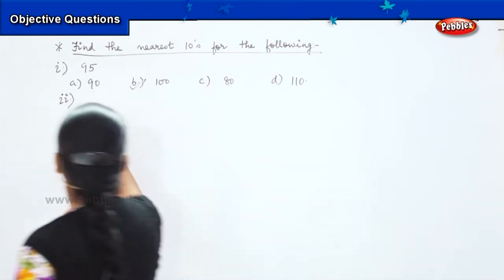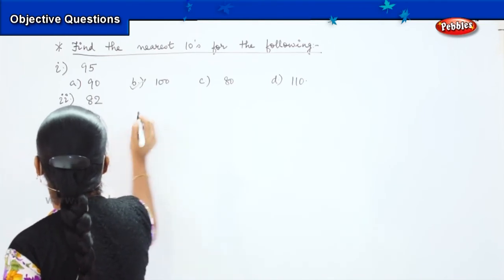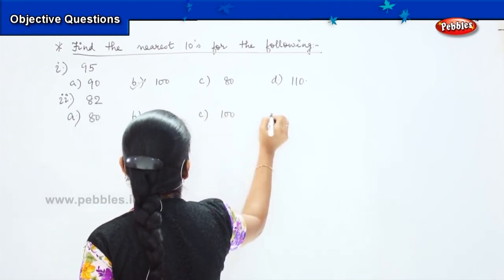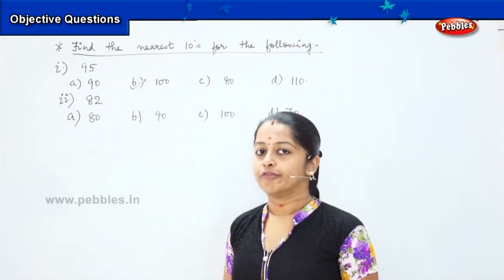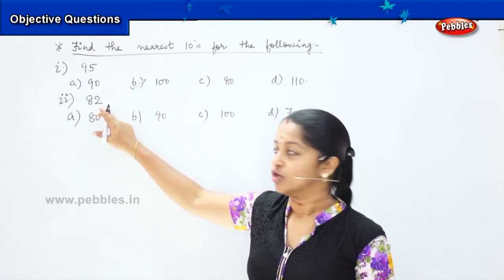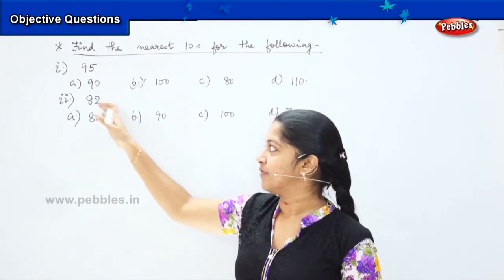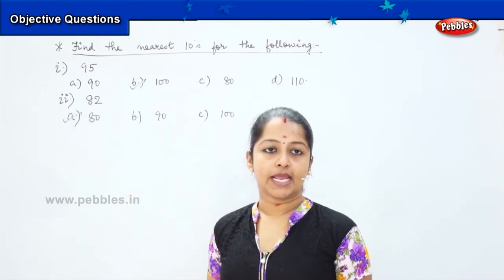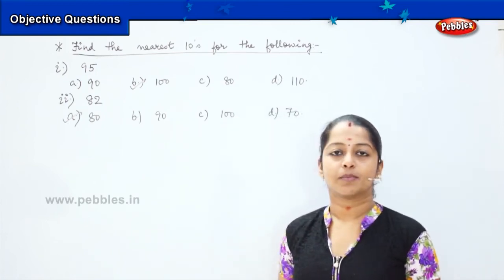My next number is 82 and my options are 80, 90, 100 and 70. So following the rules, the number is 2 and it is less than 5. So I will be rounding it off to the preceding number. So what is the preceding number for 82? You got it correct. It's 80. So option A is my right answer. Clear, children? Shall we do some more?